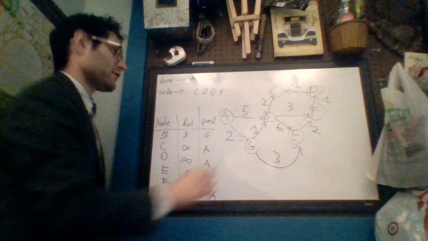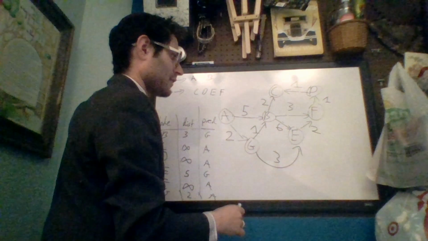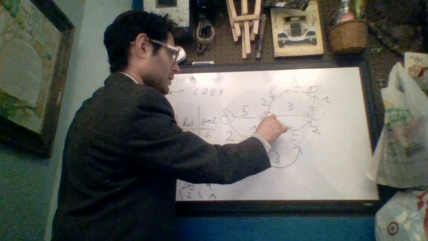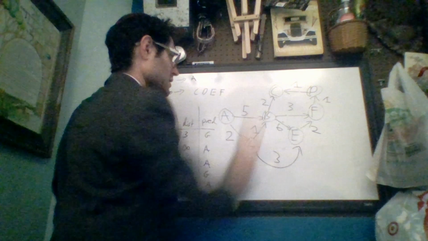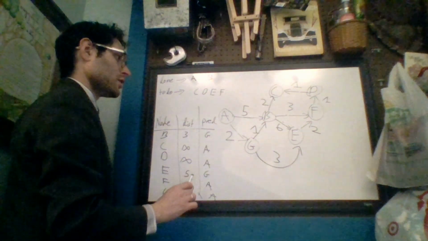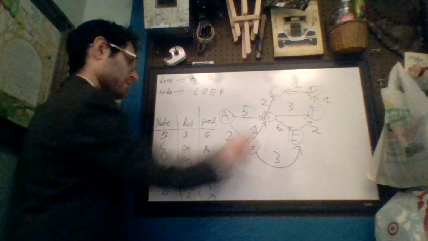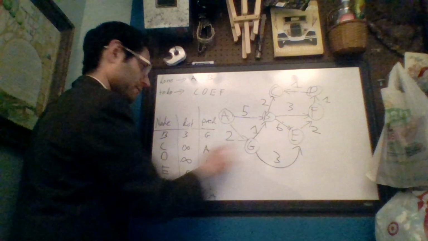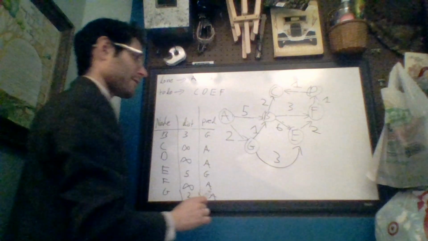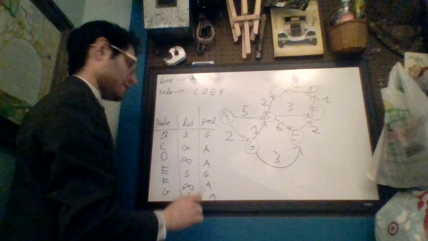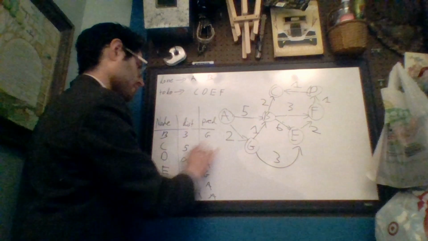Okay, so now let's look at all these other edges that B has given to us. B to C is a cost of 2, plus the initial cost to get to B, which is 5. Sorry, not 5, but 3. That's why you want to look at the table. So it costs a total of 5 to get to C, which is cheaper than infinity, so we'll go ahead and put that down.